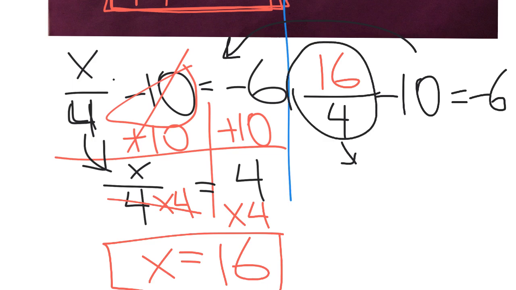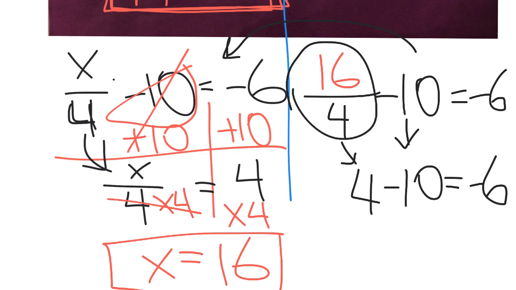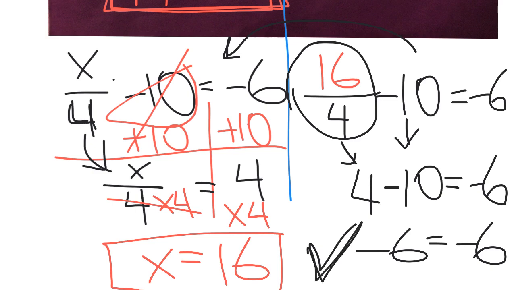That becomes 4 minus 10. I'm going to bring that down. Equals negative 6. 4, I'm on positive 4 on the number line. Minus 10 means I have to go backwards 10. Backwards 10 is going to land me at negative 6, equals negative 6. I've checked it. My answer over here was correct. So we have both sides complete.